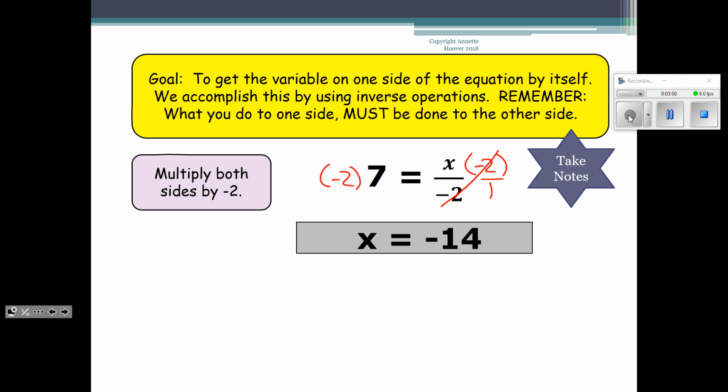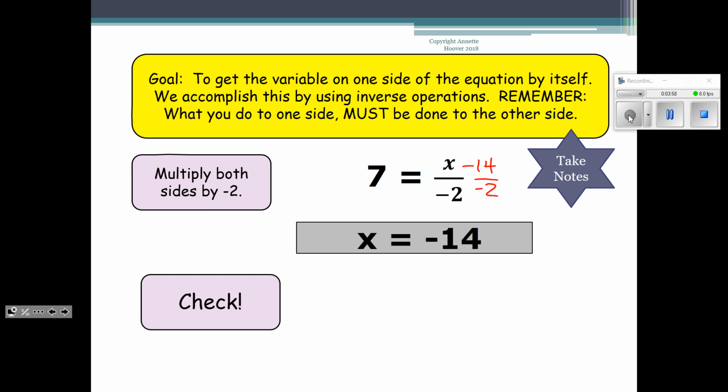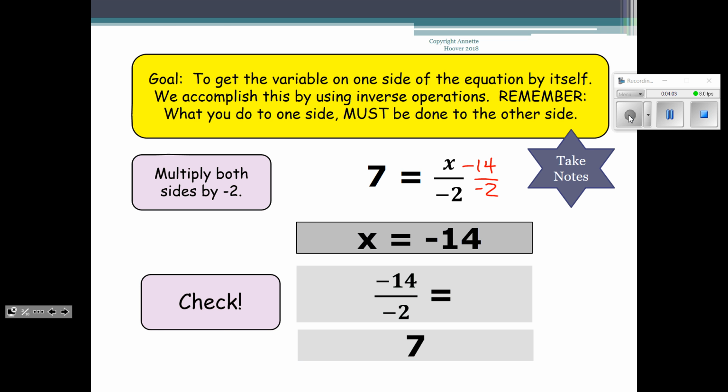Again, if we want to check it, if we plug in negative 14 for the variable, that would be negative 14 divided by negative 2, which when you divide two negatives, you get a positive, and that would be positive 7. So it checks.